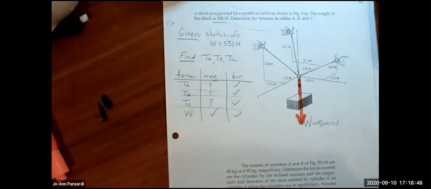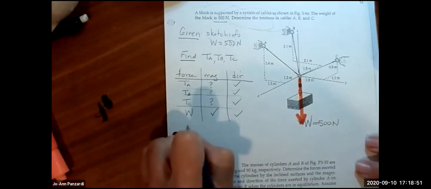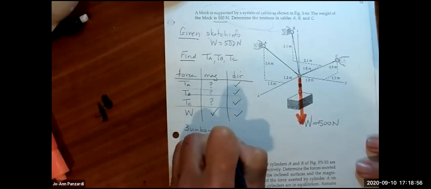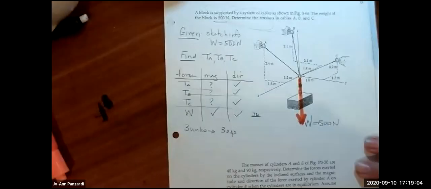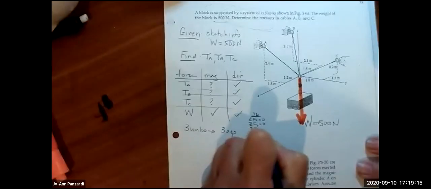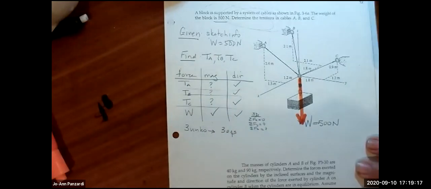How many unknowns do we have in this problem? We have 3. How many equations do we need? We also need 3. Is this a 2D or a 3D body? 3D. So what equations do we have on a 3D body? X, Y, and Z. Don't say X, Y, and Z. Say sum. An equation has to have an equal sign in it. So the sum of the forces in the X, the sum of the forces in the Y, the sum of the forces in the Z, all equal 0.